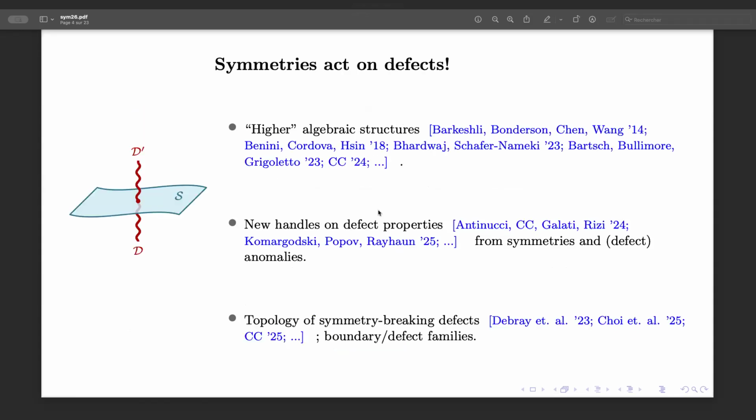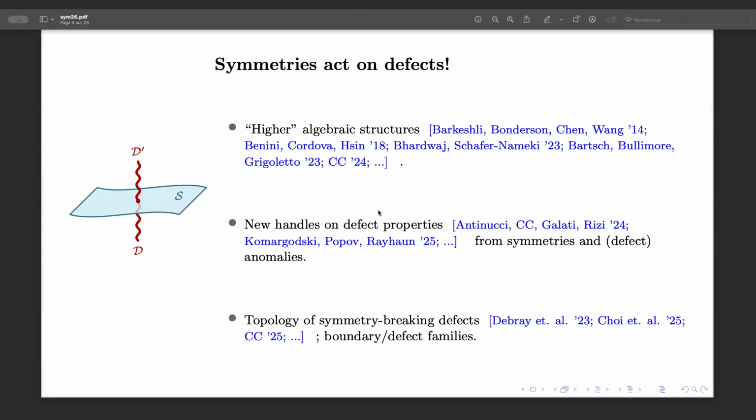So the important point here is that symmetries act on defects. This is quite obvious and was realized very early on in the subject. But what wasn't realized completely in the beginning is that the action of symmetry on an extended defect hides a lot of higher algebraic structure.